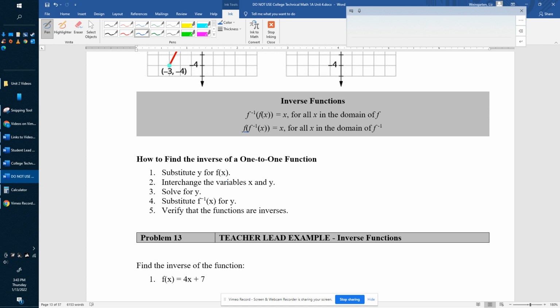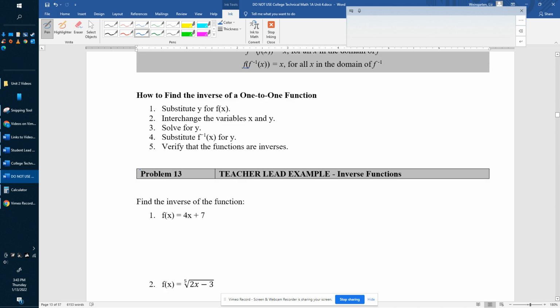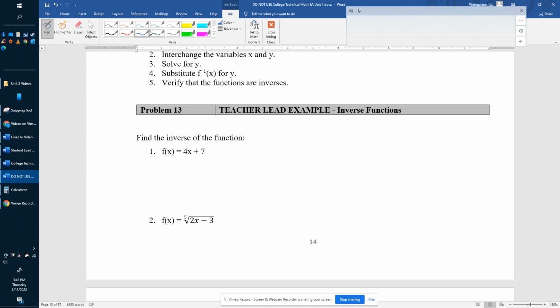So when we are trying to find an inverse function, we are going to be putting y in for f of x, then changing the two variables around, so y turns into x and x turns into y, then solve for y. Then you can substitute f to the negative 1 of x, which means the inverse, for y. And then verify that the functions are inverses by putting a number in and making sure you get the same number out when you put it into the inverse. We'll do a few examples. I know saying that out loud is a bit confusing.